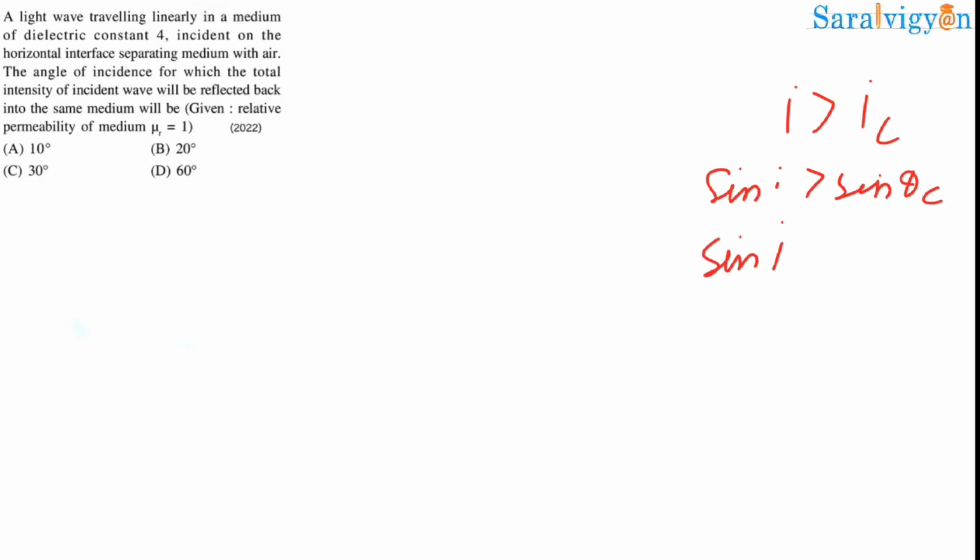So we know for total internal reflection, i will always be greater than the critical angle. So we have sin i greater than sin theta C. Sin theta C we can write as: sin i greater than mu of the rarer medium by mu of the denser medium.